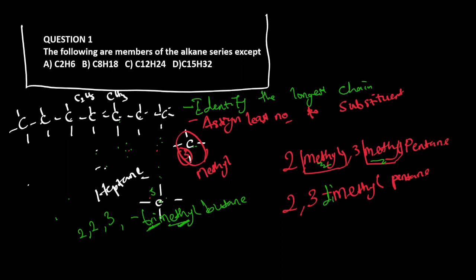Okay, that's not all, right? So let's assign the least number to the substituent. Should we start from here? 1, 2, 3, 4, 4, 5. No. Let's start from this side. 1, 2, 3, 4. This looks nice. So I'll now say, now here's the problem. You know, we now have 3 methyl. We also have 4 ethyl.